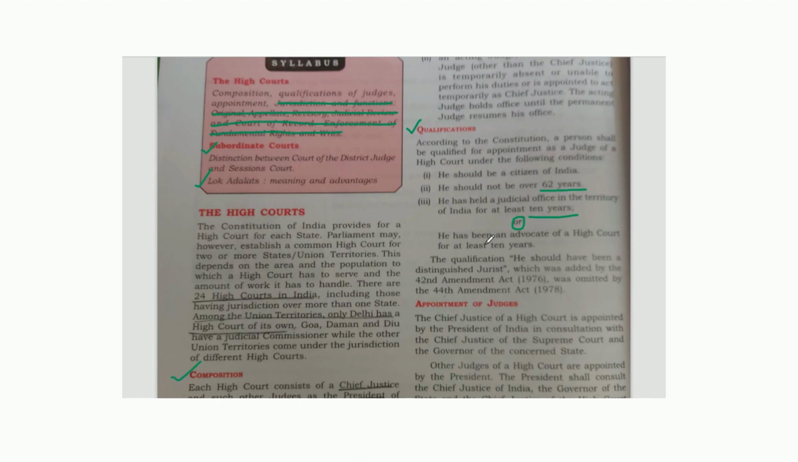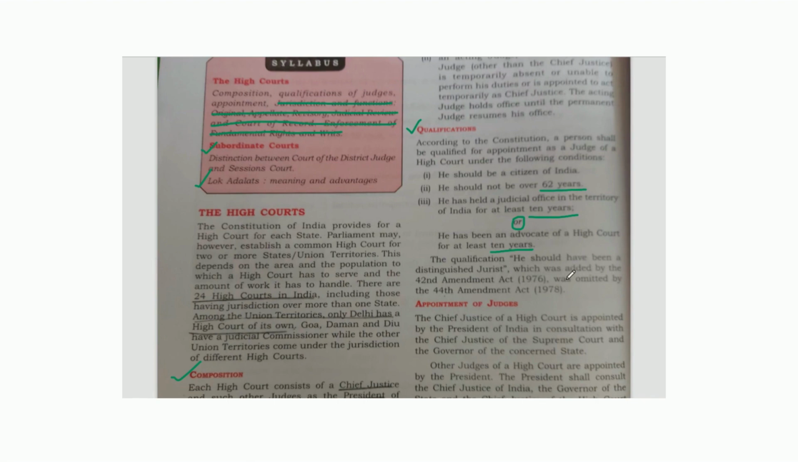So when you write a 3 marks answer, you have to use this word "or" here. He has been an advocate of a high court for at least 10 years. So either he should have held a judicial office in India for 10 years or he should have been an advocate of a high court for at least 10 years.